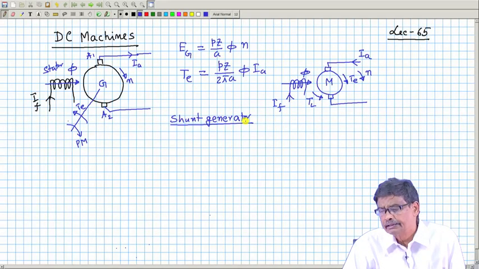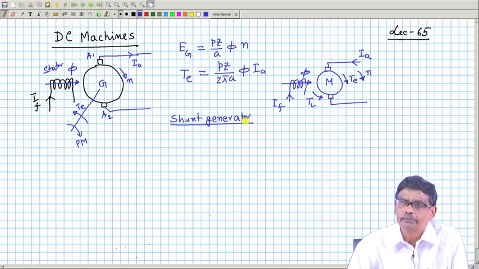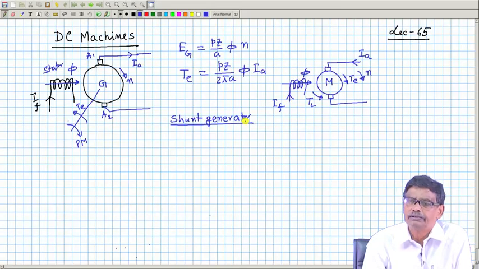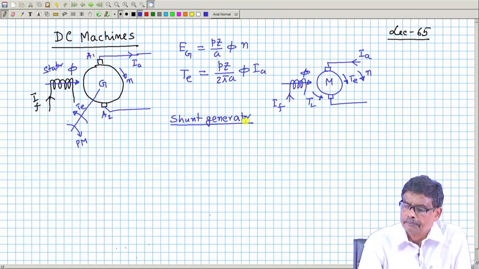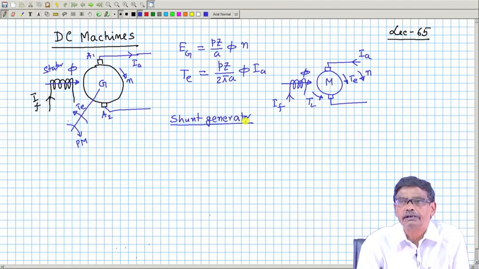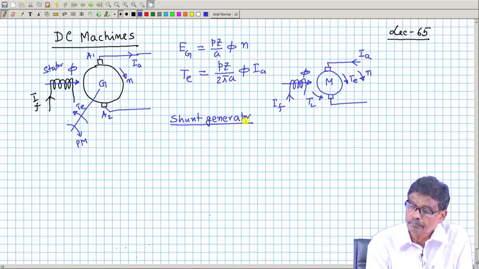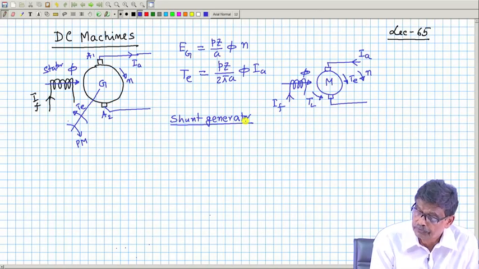And there is another phenomenon called armature reaction and its adverse effect, that I will take a little later. First, we rather go straight to a DC machine which is operating as a generator and as a separately excited DC generator. Now, so open circuit characteristics.